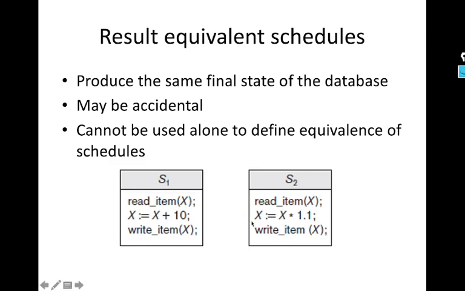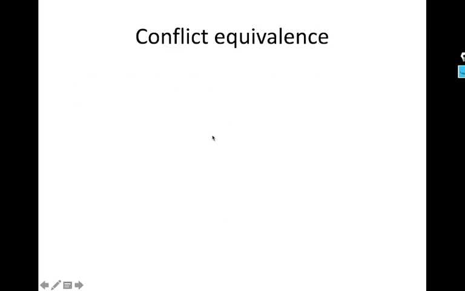We have already seen this example. It may not be correct for all the values of x. Here we have seen that for x equal to 100 it is correct, but for some other value it may not be correct. So it may be accidental. So there is another way to show this equivalency, that is conflict equivalence.